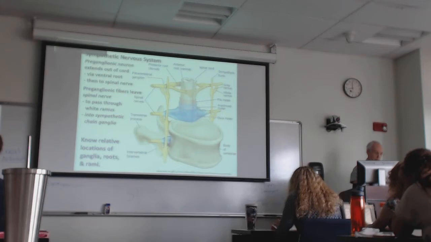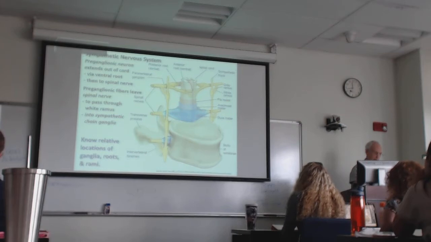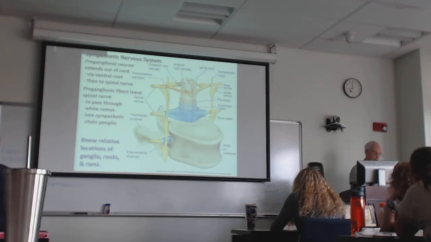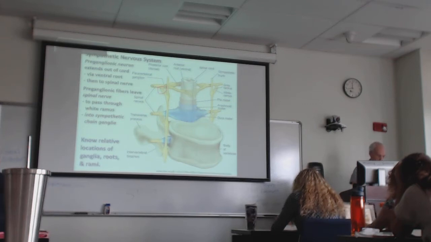And so once again, if we're talking about a preganglionic efferent, it's going to come out the ventral side, pass through the ventral rootlets, the ventral root, enter the spinal nerve, and then in order to get to the sympathetic chain, it has to pass through one of these structures here. These are called the rami communicans or rami communicantes.